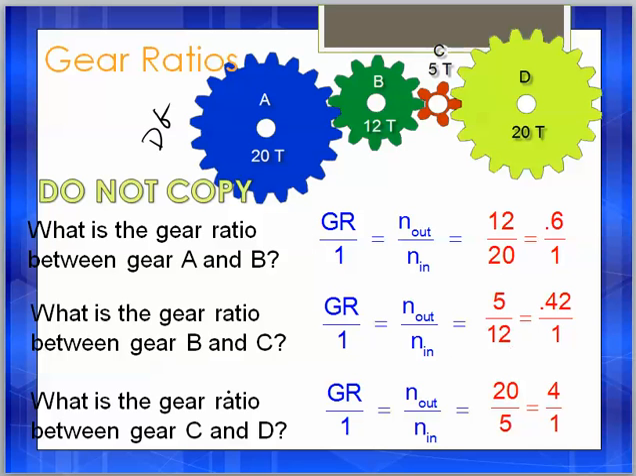What is the gear ratio between C and D? Well, C becomes the drive gear, so it's 5, and 20 is the output, and it becomes 4 to 1. So here is how we do gear ratios in this case, even with this compound set of gears.